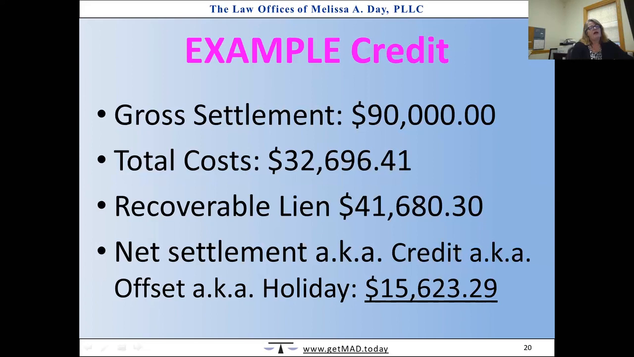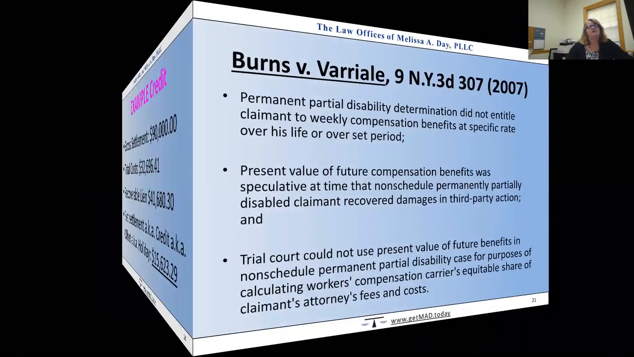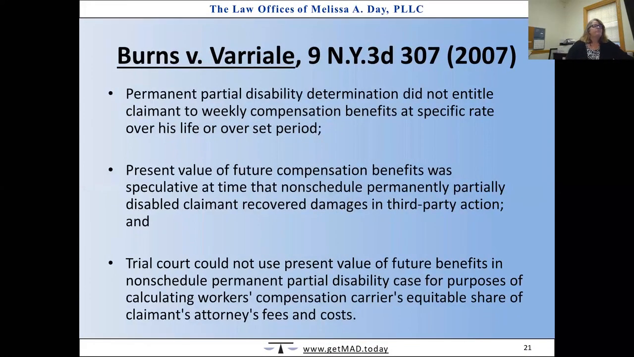Okay, so now that we've taken a look at calculating lien, recoverable liens and credits, let's move on to discuss Burns. As James discussed on Monday when he presented our basic third-party issues presentation, Burns versus Variali was a very monumental decision from the Court of Appeals, which held that permanent partial disability benefits are distinguishable from death benefits, permanent total disability benefits, and schedule loss of use benefits in workers' comp, in that they are speculative.